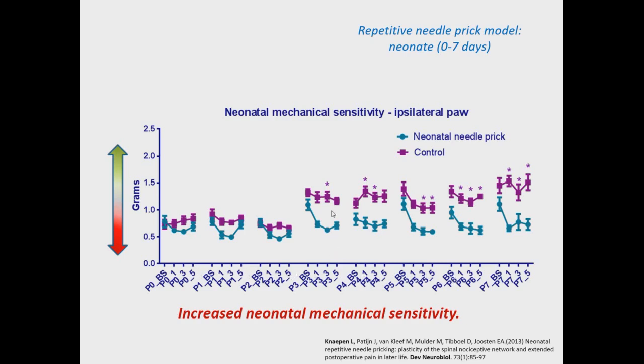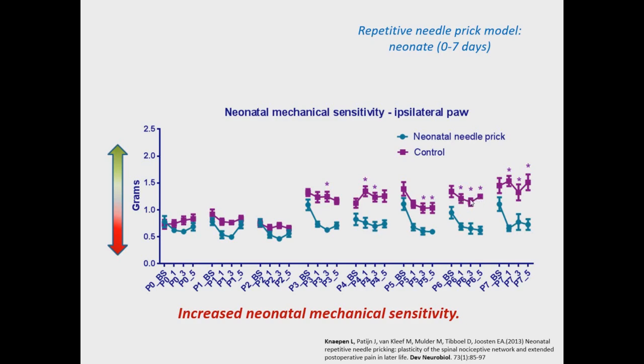And you can see there is a difference starting from 3 days up till the last day when we provide the needle pricks. And here you see the control. These are control levels. You see no needle pricks, and 1, 3, and 5 hours after that.